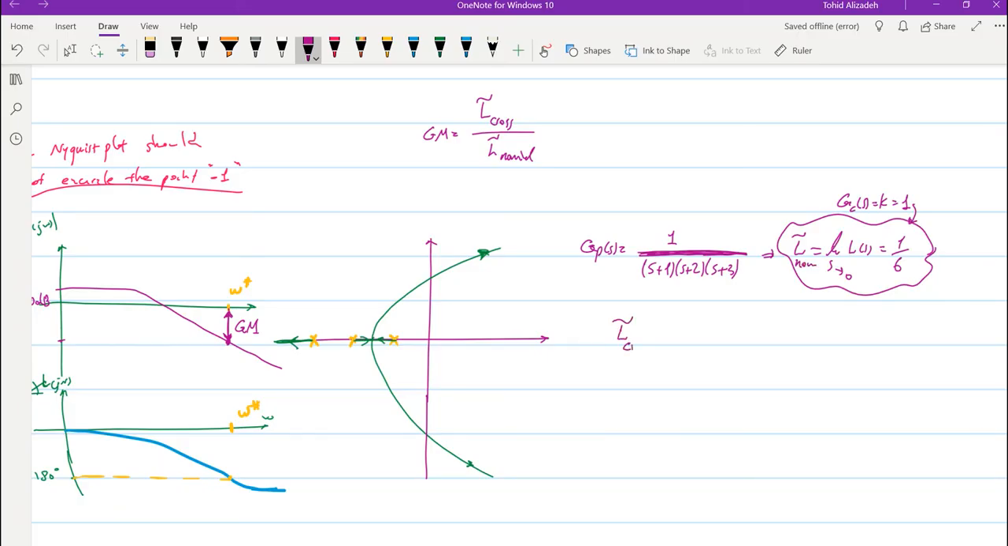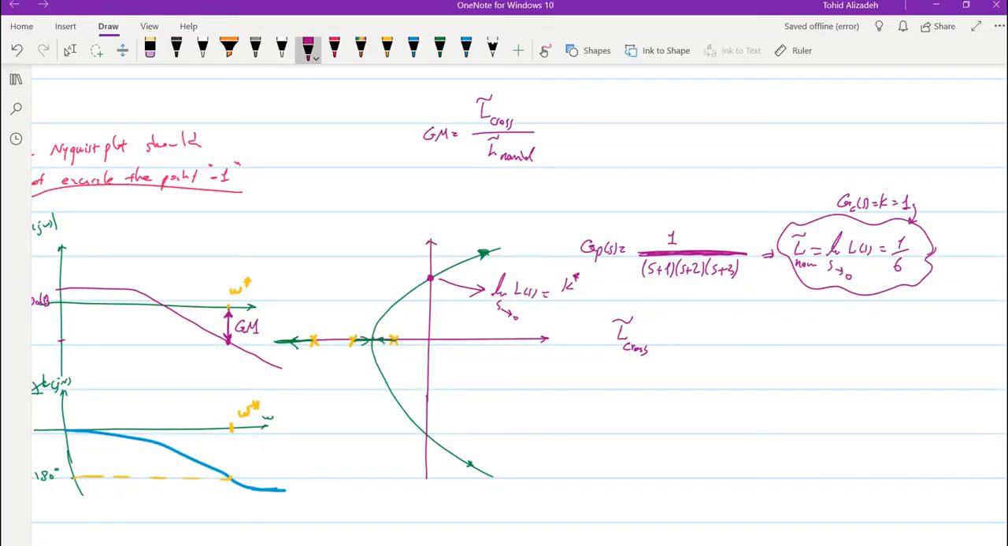L tilde cross, on the other hand, will be the value that we have here for the generalized gain, and it will be equal to the limit of L of S as S goes towards 0, and it will be equal to some K star, which is what we have here. We can assume that it is equal to 5, for example. Okay, we can find the exact value. So it will be K star times GP of S as S goes towards 0, and it will be equal to K star over 6.